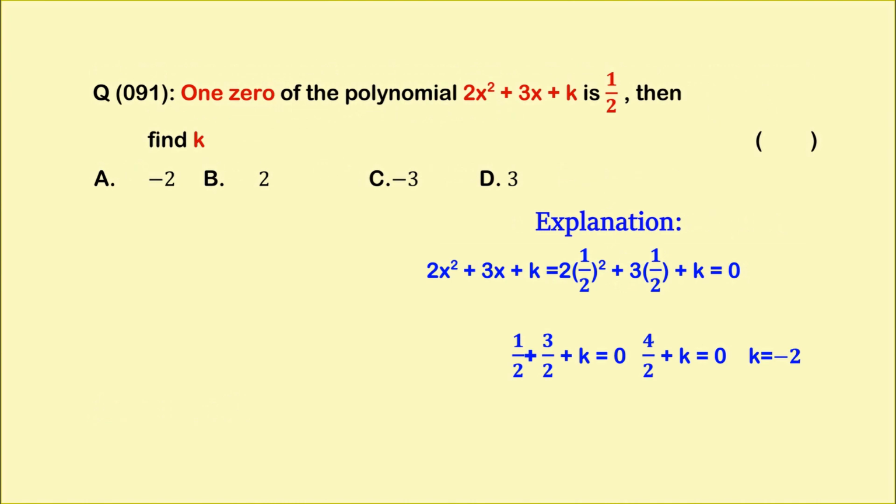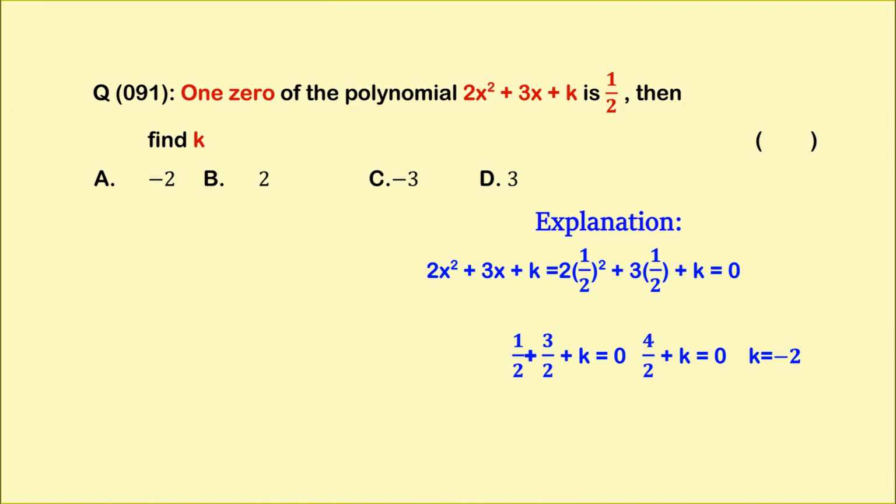Question number 91. One zero of the polynomial 2x square plus 3x plus k is 1 by 2, then find k. So 2x square plus 3x plus k, substitute the value of x as 1 by 2, we will get 2 into 1 by 2 whole square plus 3 into 1 by 2 plus k is equal to 0. So 2 into 1 by 2 whole square is 2 by 4, we will get 1 by 2. 3 into 1 by 2 is 3 by 2 plus k is equal to 0.